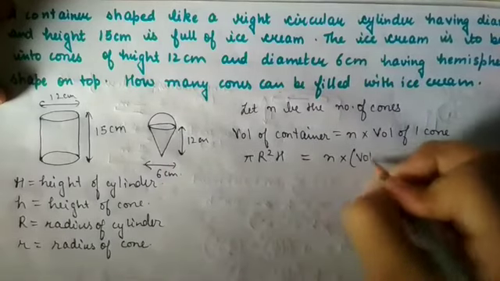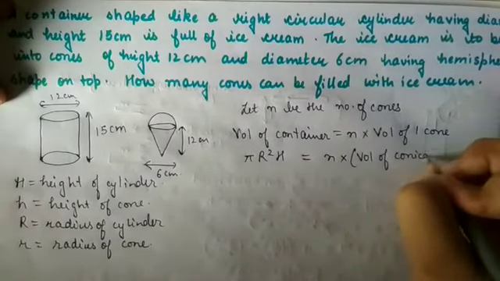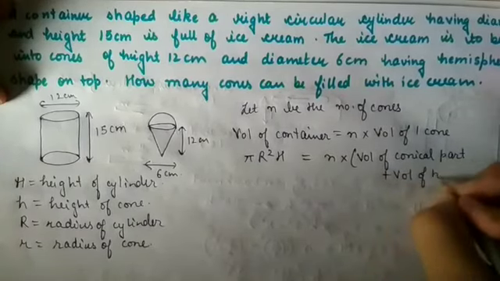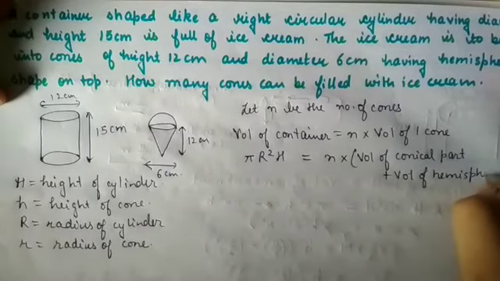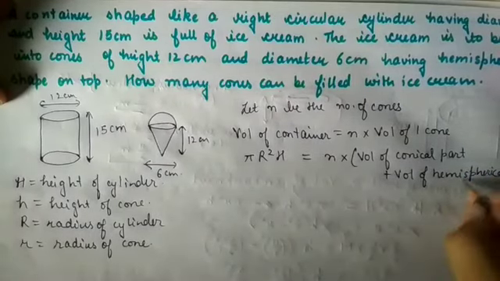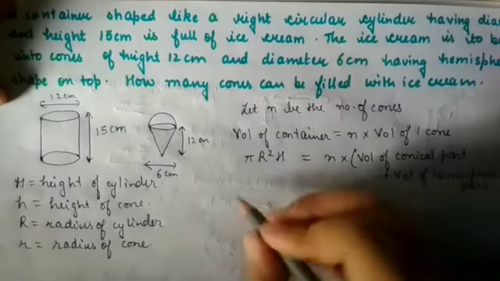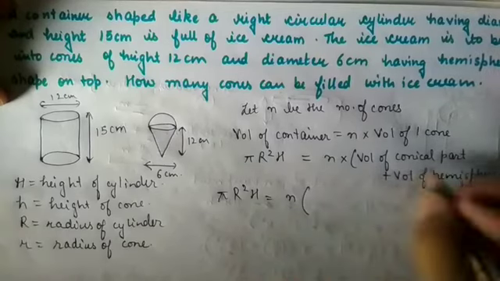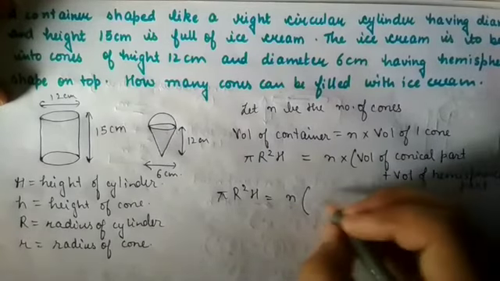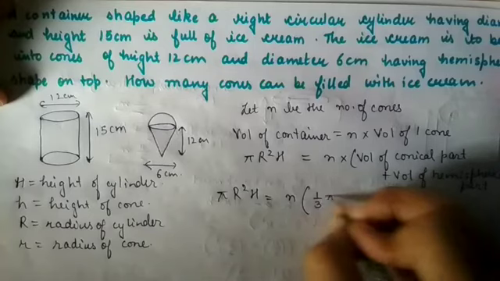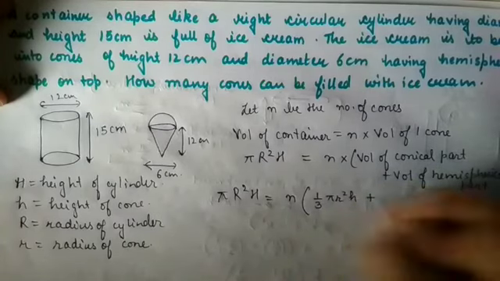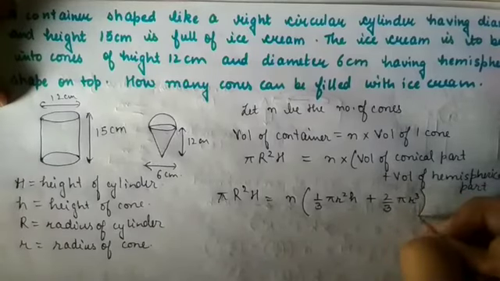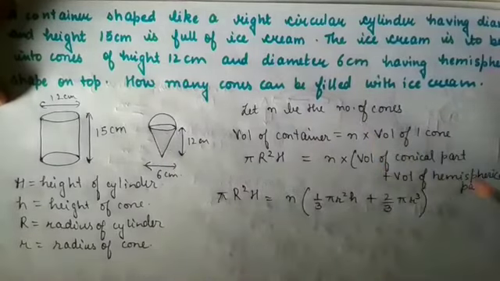You write here volume of conical part plus volume of hemispherical part. So now you put the formula, you will get pi r square h is equal to n into volume of conical part. What is the volume of cone? It is 1 by 3 pi r square h plus volume of hemisphere is 2 by 3 pi r cube. Here small r means radius of cone, that is equal to radius of hemisphere.